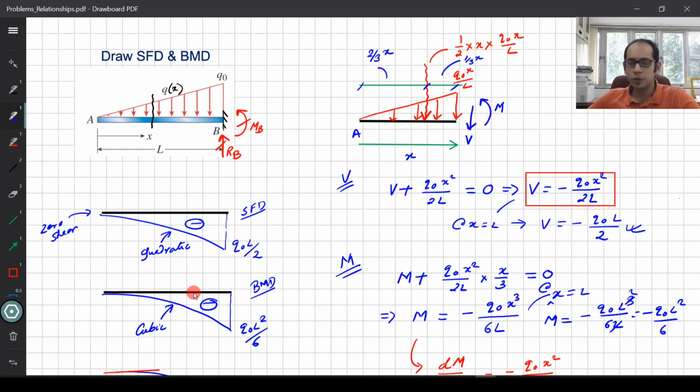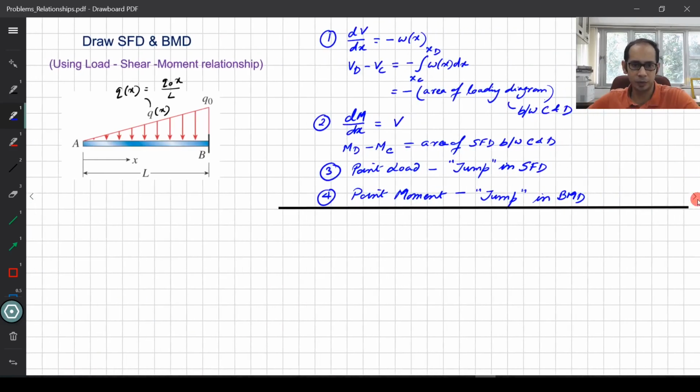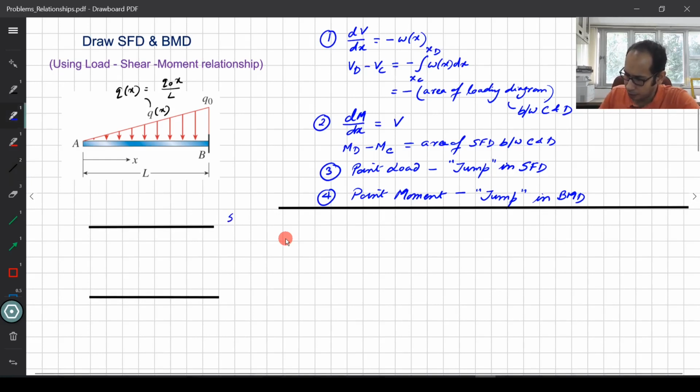So let's go ahead and now use the relationships to see if we get the same shear force diagram, and then the bending moment diagram or not. First of all, let's again draw a couple of beams, which we always typically do, to mark the different diagrams. I'm going to use this beam for the shear force diagram, and maybe this beam for the bending moment diagram. So the first one is for my SFD, and the next one is my BMD. So let's go ahead with the shear force diagram first.